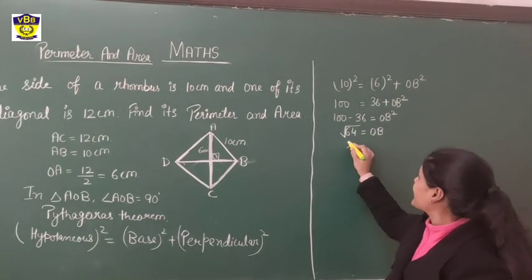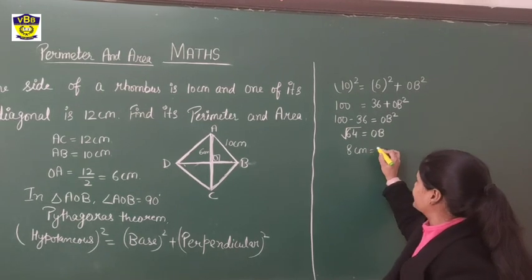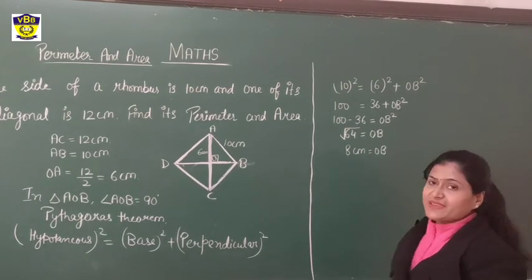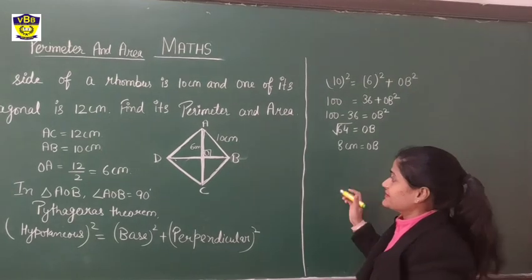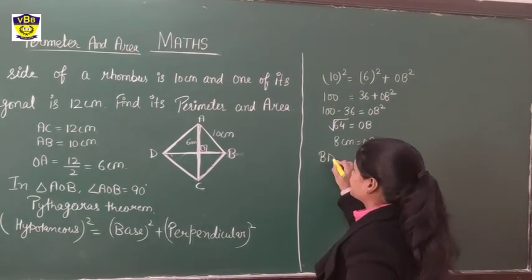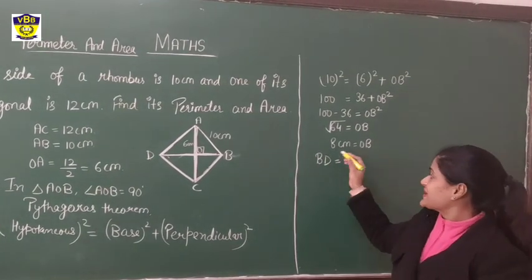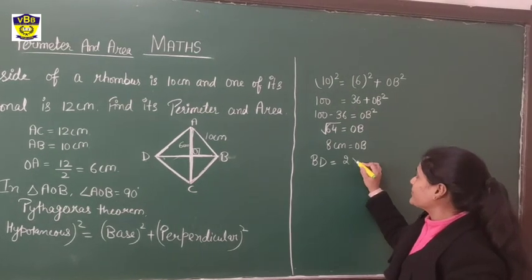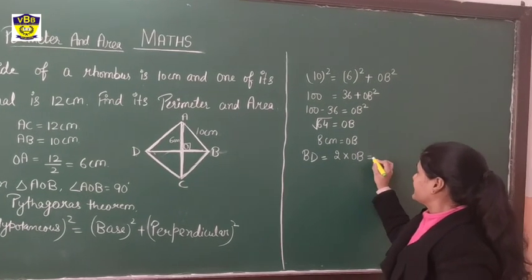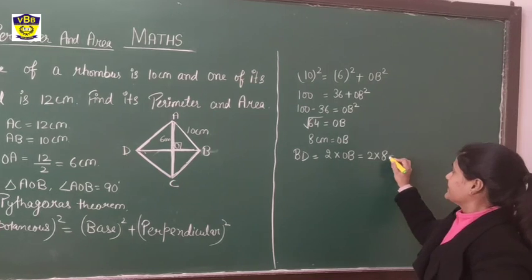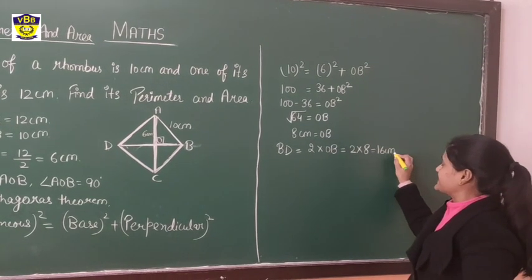So the square root of 64 is 8 centimeter. The value of OB is 8 centimeter. Now what will be the BD? The diagonal is equal to twice of OB, 2 into 8, which means it is 16 centimeter.